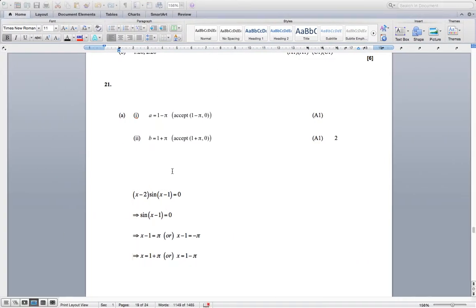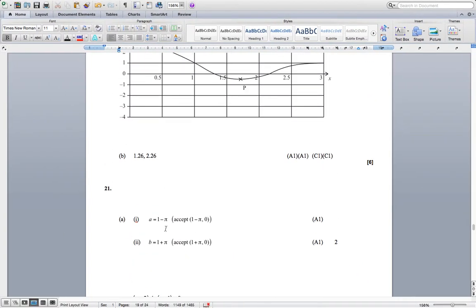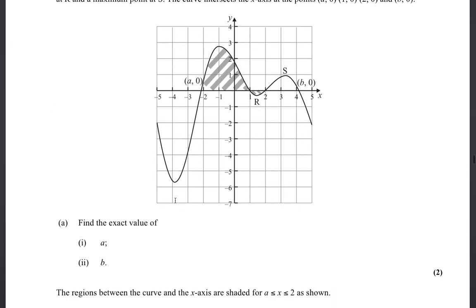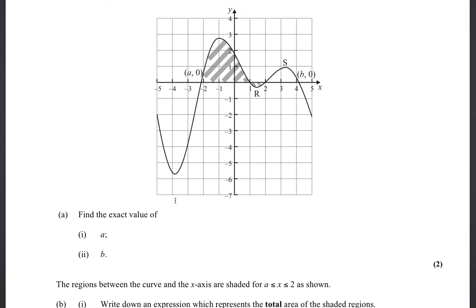Let's look at the answers. The answer is given as a is 1 minus pi and b is 1 plus pi. So if you write these two answers, students, minus 2.14 and 4.14, you will not get any marks. You will not get 2 marks for this question.